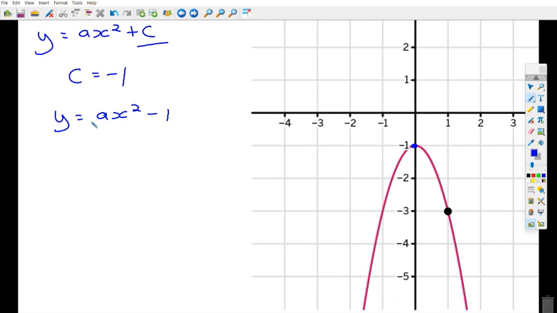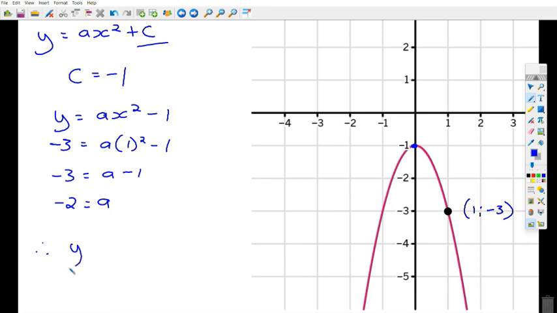In order to find a, I need x and y. So x there is 1, y is -3. Let's substitute that in. I've got a, and 1 squared minus 1, and y, which is -3. a times 1 squared is just a, minus 1, equals -3. Take the 1 over, it becomes -3 plus 1, which is -2, and a.